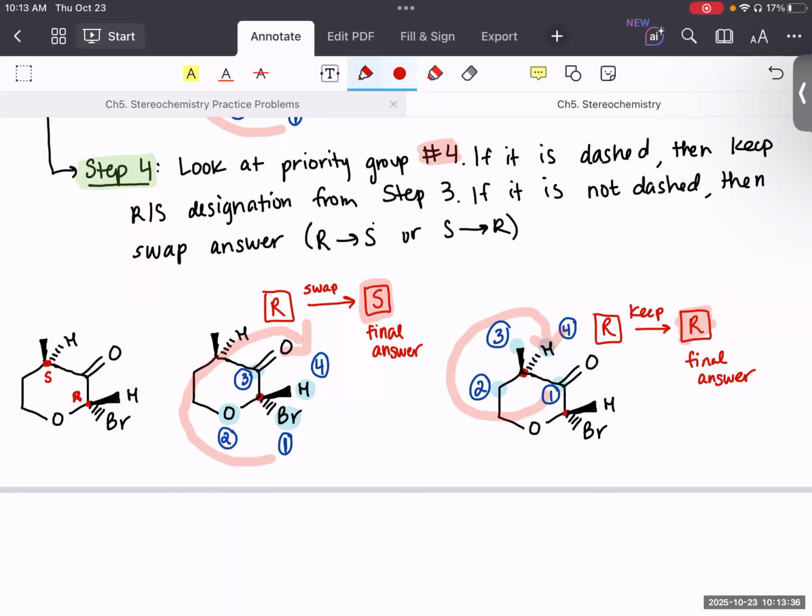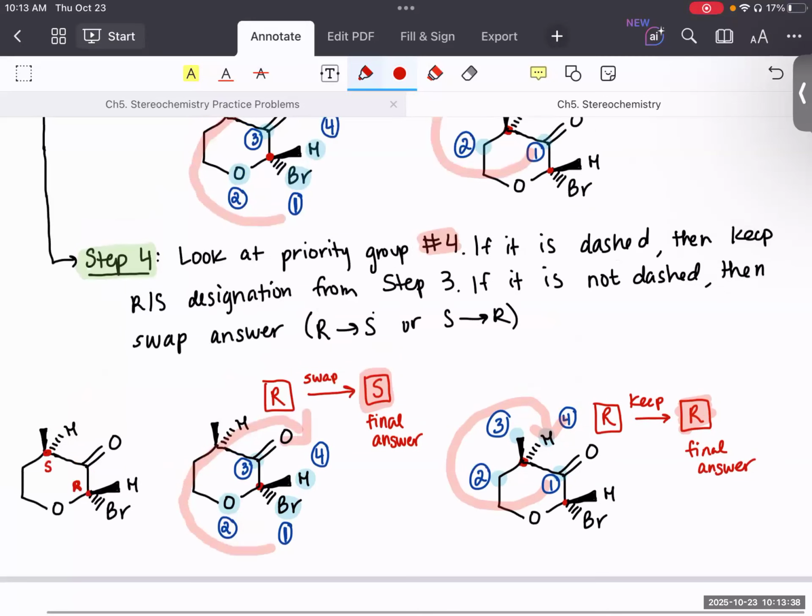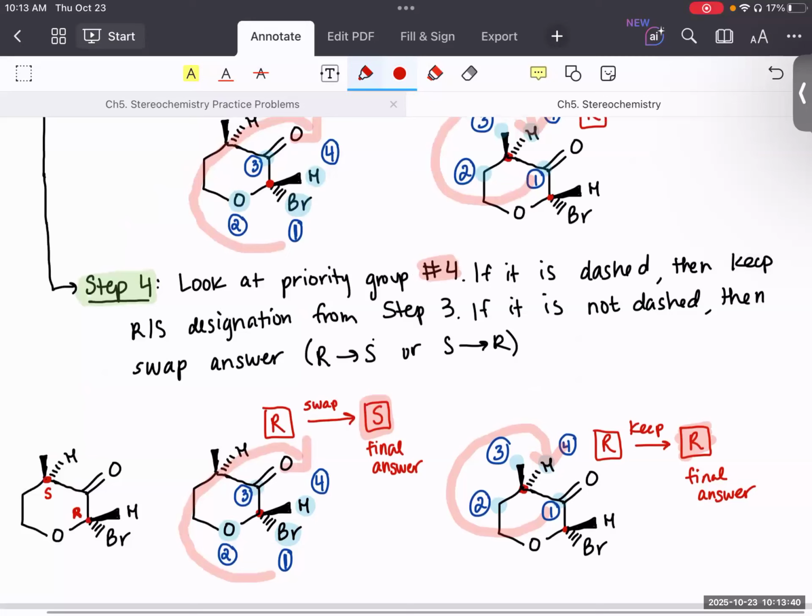All right, so that wraps up how to do RS designation. In the next video, we'll talk about enantiomers and how to differentiate diastereomers from enantiomers.